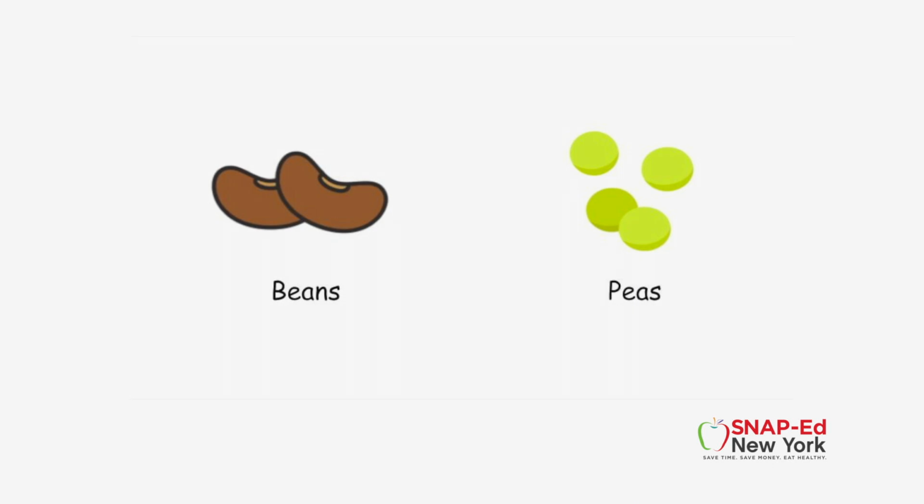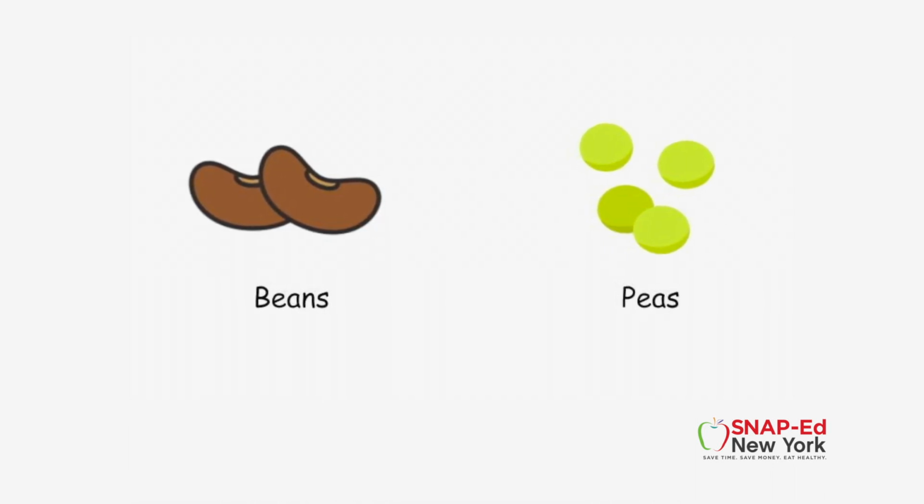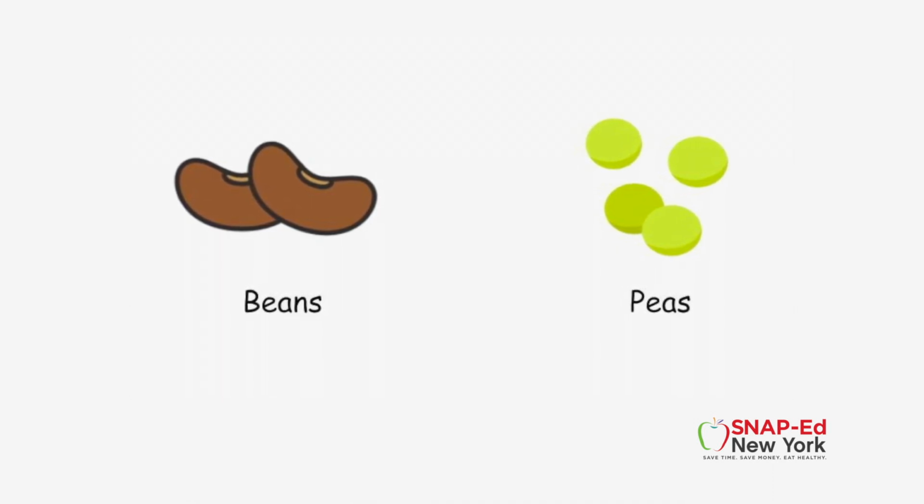I'm going to tell you a little secret before we move on. Beans and peas are also part of the vegetable group. Yup, I said it. Beans and peas are part of the protein group and the vegetable group. That's what makes these so special.